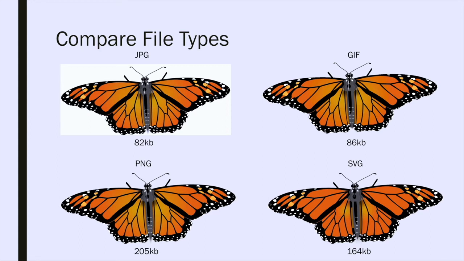If you were to compare these on a website, the JPEG of course would load first, then the GIF, then the SVG, then the PNG. PNG of course gives you the same quality, highest file size.